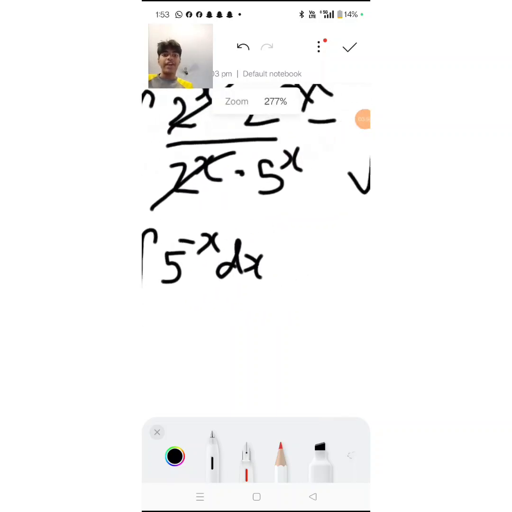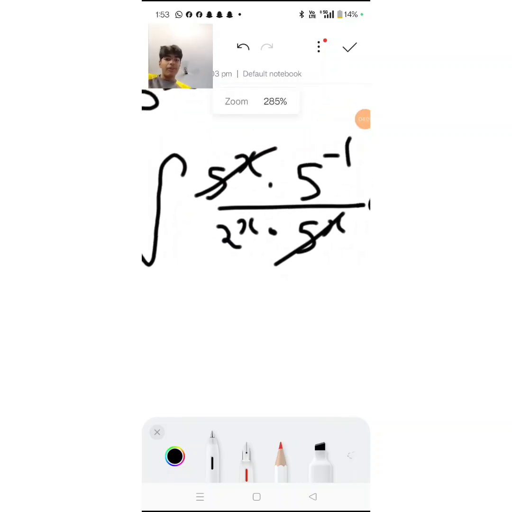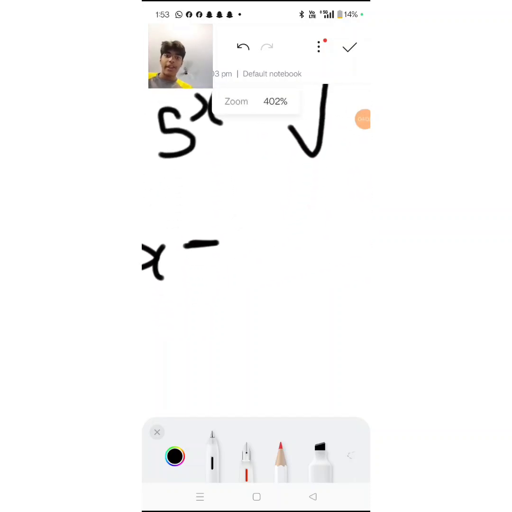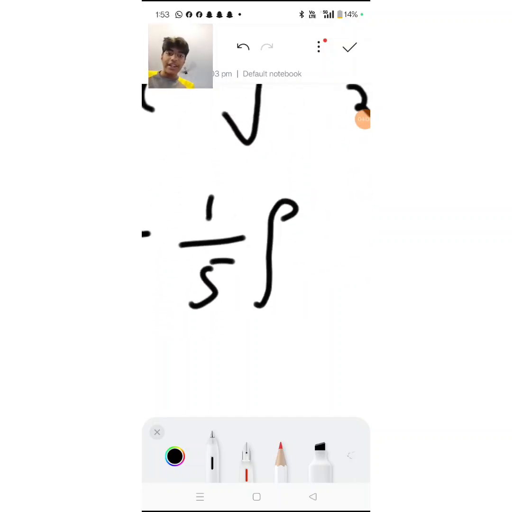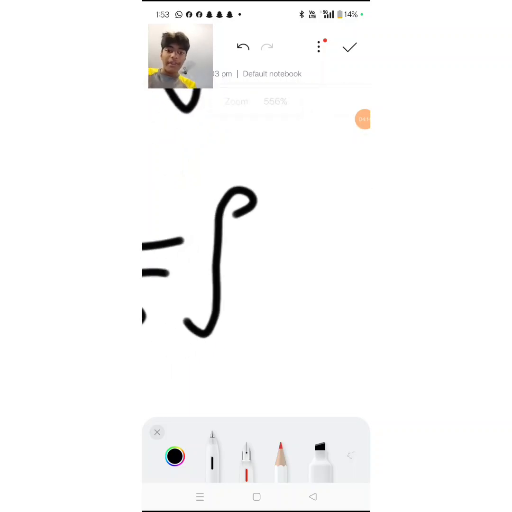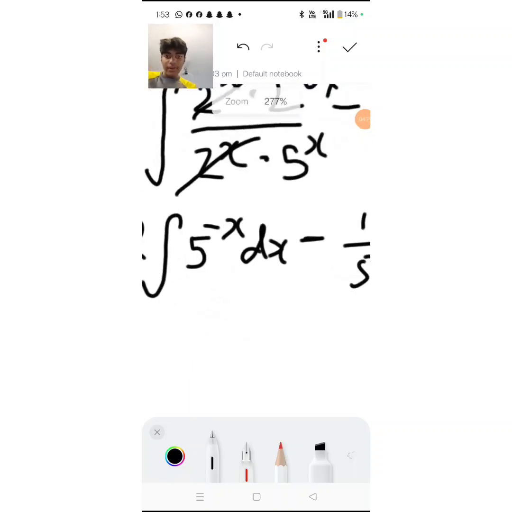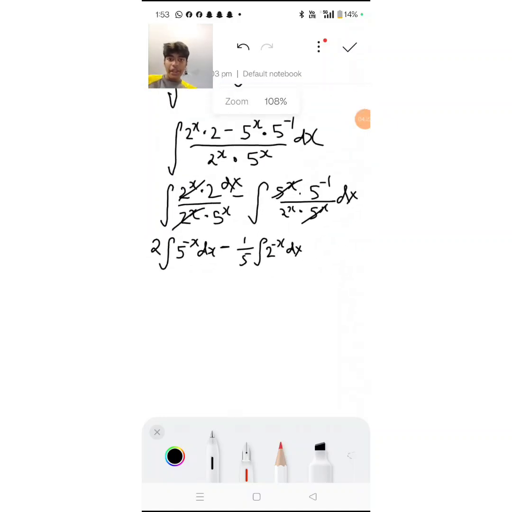So 5 inverse of x dx minus, now over here, again, I'll take the constant out. In this case, 5 inverse is the constant. As I told you, I want to leave it as a fraction when it's outside. So I'll say 1 by 5 into the integral of, now 2 raised to x is in the denominator. So when it comes in the numerator, it becomes 2 inverse of x dx, right? Looking good so far. So now what do I do?